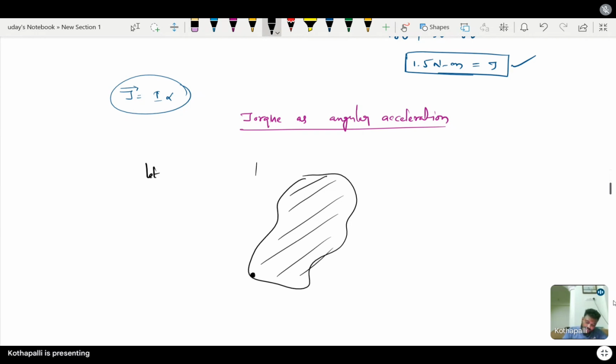Okay. Its x-axis and y-axis are like this. X-axis and y-axis. This is the axis of rotation. Let me take it a little down. This is the axis of rotation, so that it can rotate about this point. Okay. And I took a force acting at this point, let's say a point whose position vector is r.